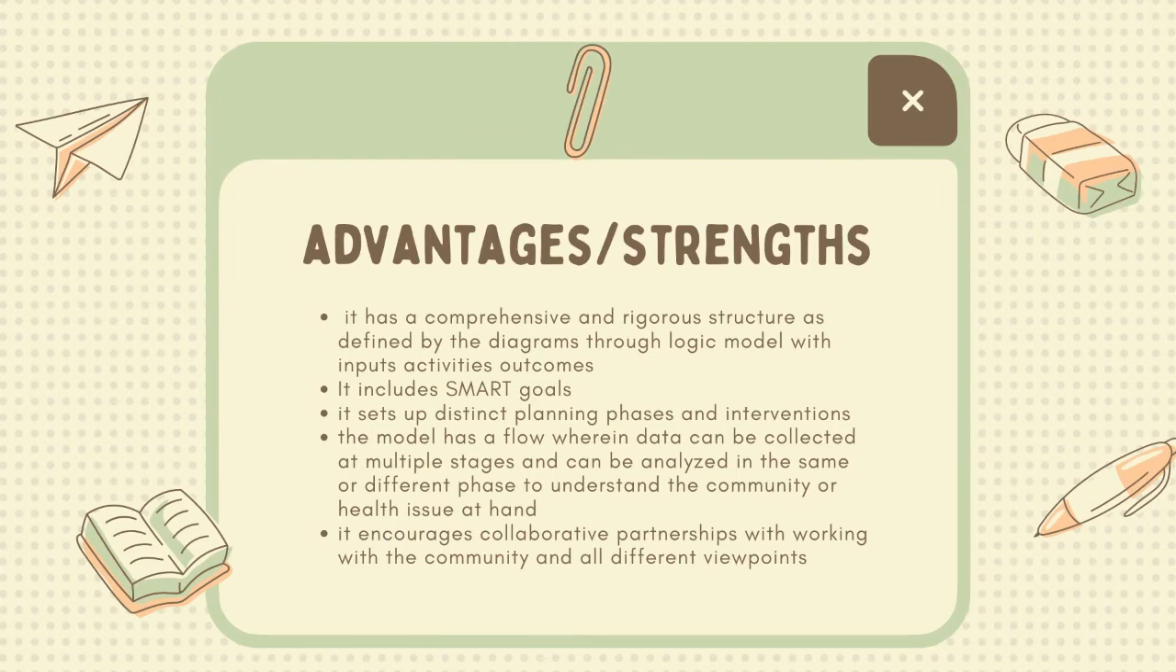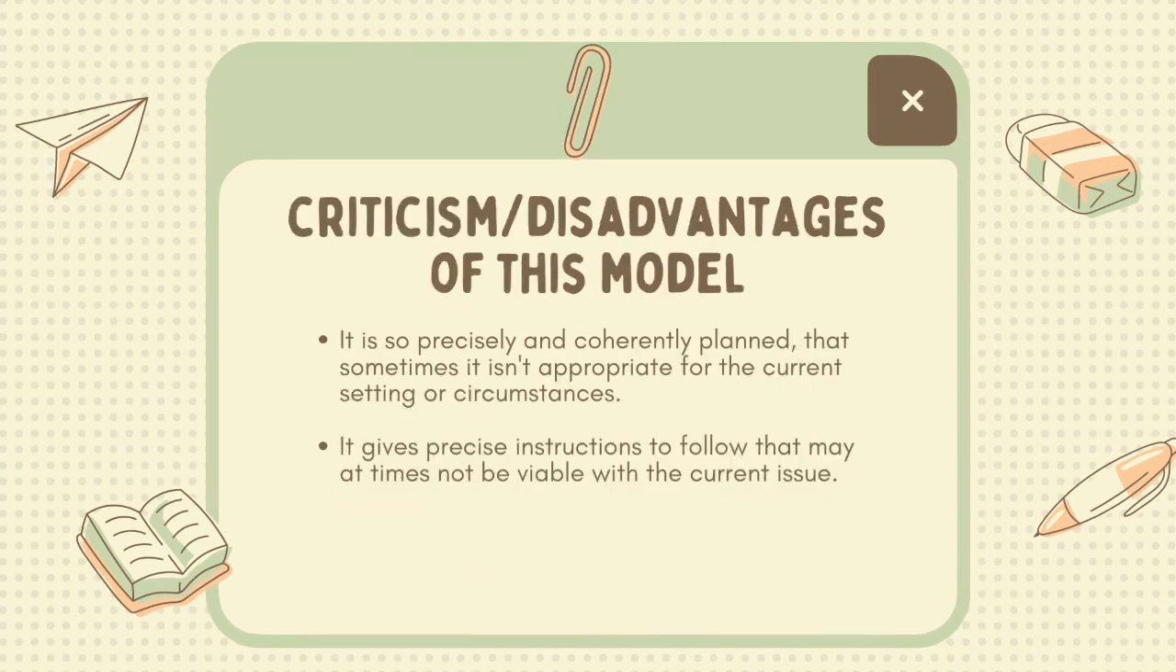Few strengths of this model is that it has a comprehensive and rigorous structure as defined by the diagrams through a logic model with inputs and activities outcomes. It includes SMART goals, it sets up distinct planning phases and interventions, and the model has a flow wherein the data can be collected at multiple stages and can be analyzed in the same or different phase to understand the community or health issue at hand. And lastly, it encourages collaborative partnerships with working with the community and all different viewpoints.